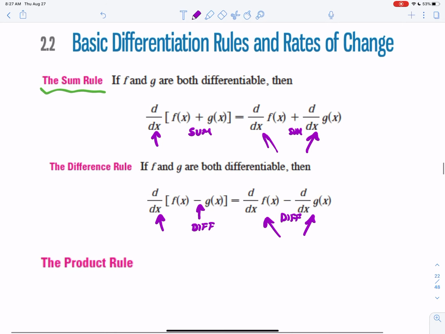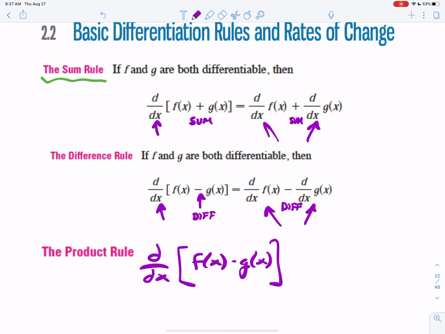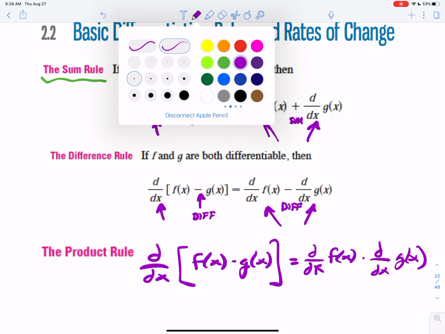Now the product rule, the derivative of a product is, now some of you are probably thinking, the product of each derivative. And that's where it goes sour, okay? Some people think it's the product of each derivative. Don't write this down. That's a big no-no.